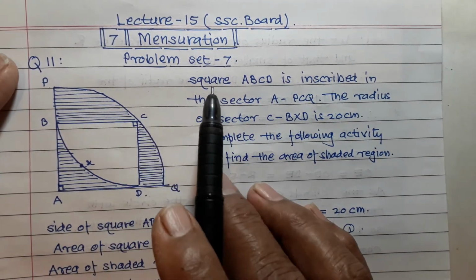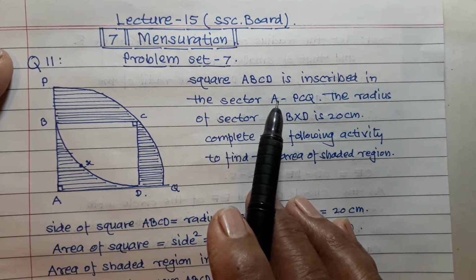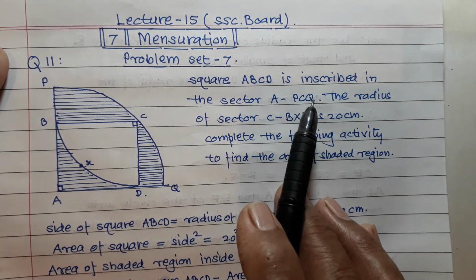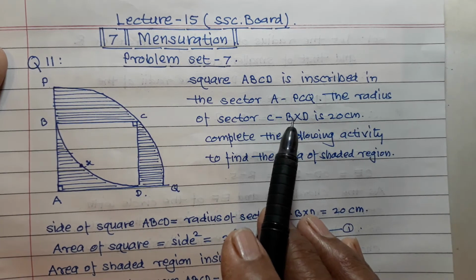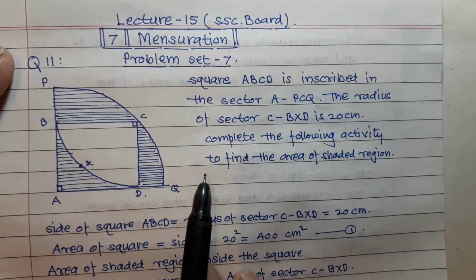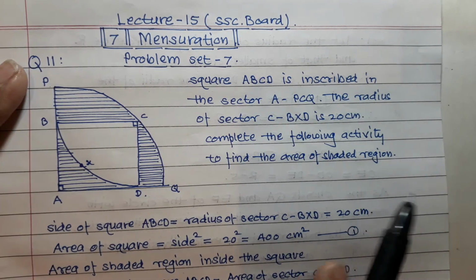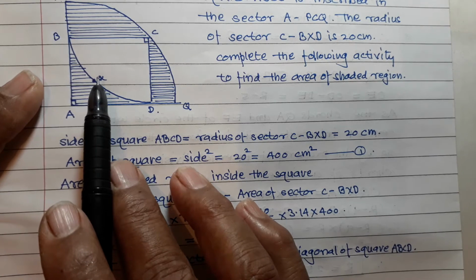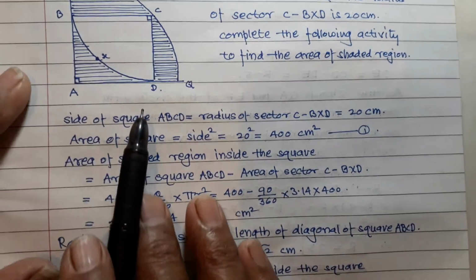Square ABCD is inscribed in a sector A'PCQ. The radius of sector CBXD is 20 centimeter. Complete the following activity to find the area of shaded region. Now first you concentrate on the figure. Now try to understand the solution.